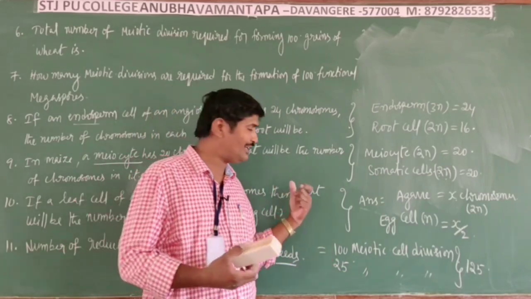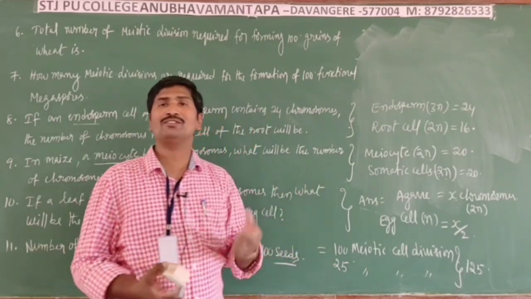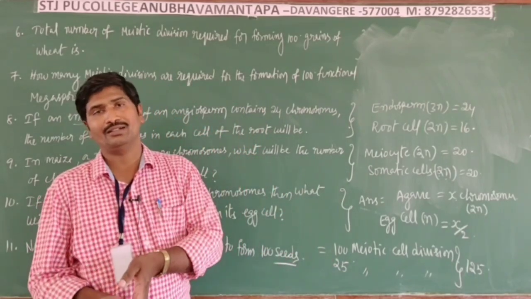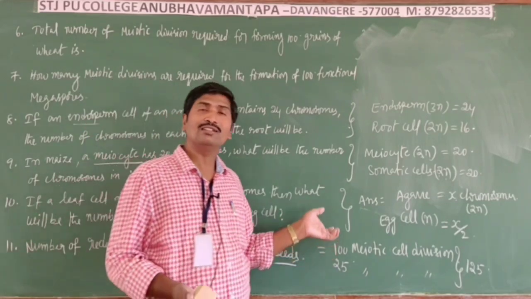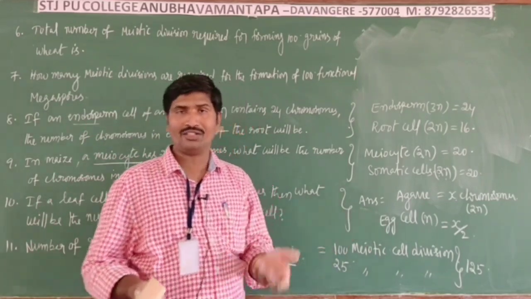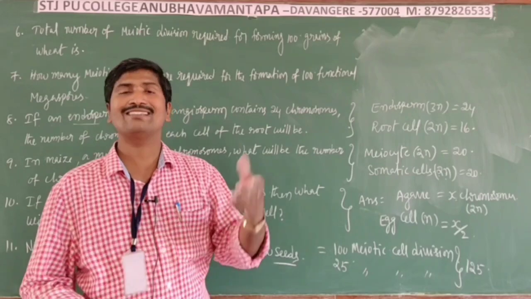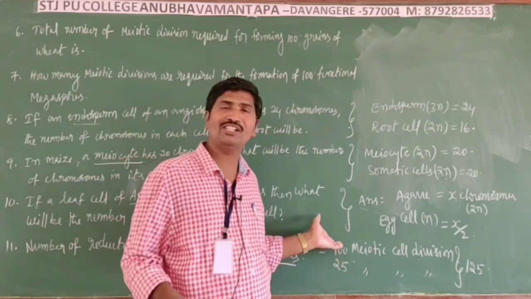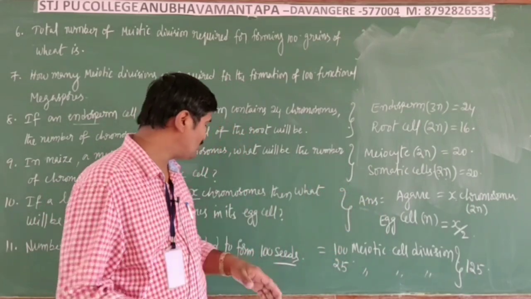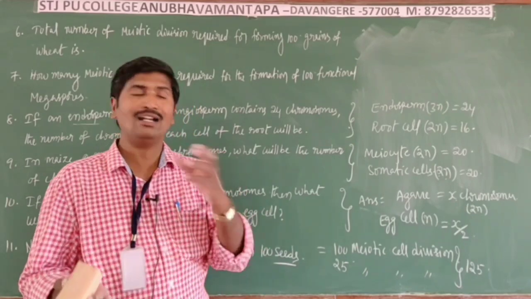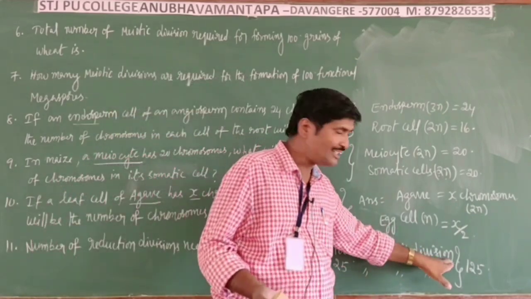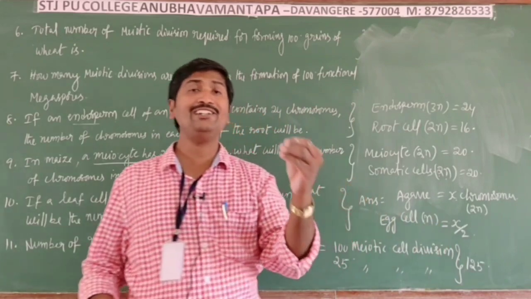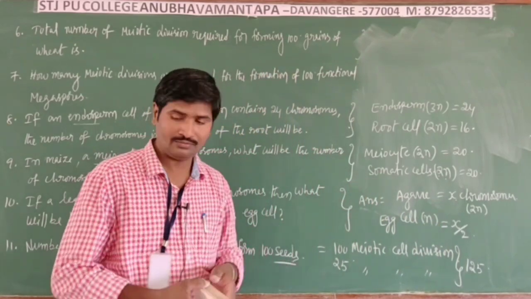Finally, what happened? The male and female gametes are fused. The fusion of male and female gametes is known as syngamy. As a result of syngamy, a diploid zygote is developed. So for the formation of 100 seeds, how many meiotic cell divisions are required? 125. Okay, next one.